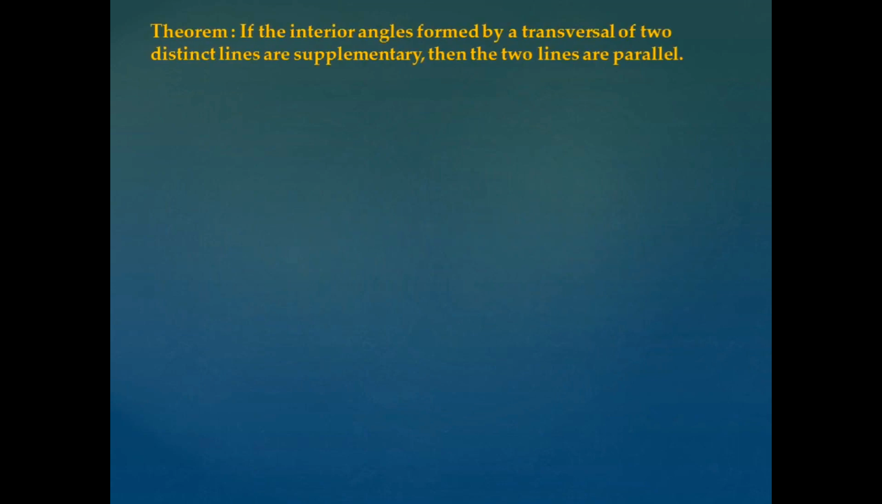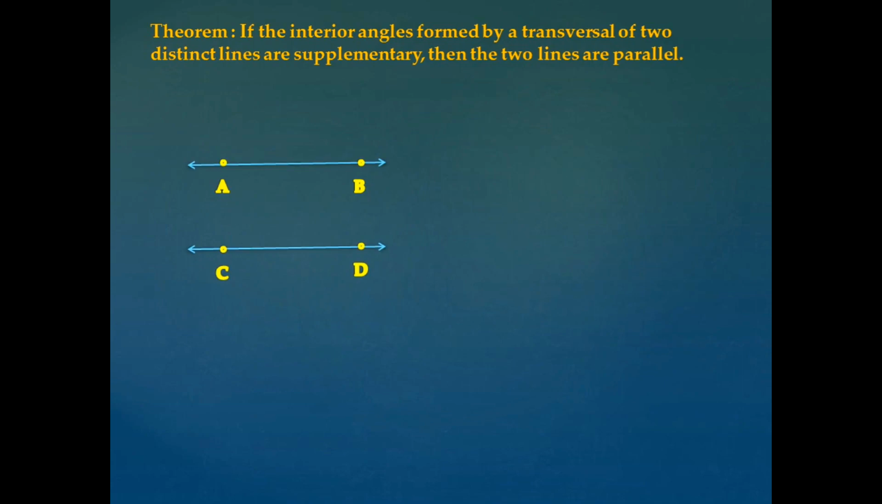Now suppose we are given two lines and we have to decide whether these two lines are parallel or not. We have to use some test, and first test is interior angles test. Let's have the statement of the theorem. If interior angles formed by a transversal of two distinct lines are supplementary, then the two lines are parallel. Now in this theorem it is not given that two lines are parallel, but instead we have to prove that the given two lines are parallel.